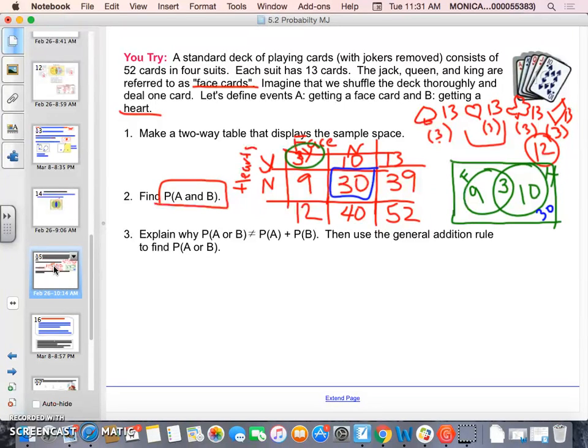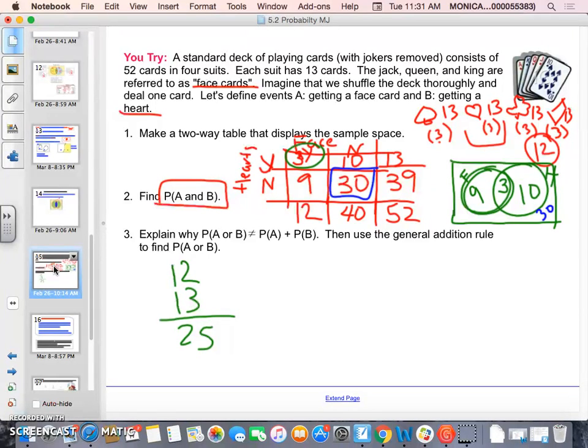Okay, so now the question is, why doesn't the probability of A or B equal the probability of A plus the probability of B? Well, if we look, what is the probability of A? Well, the probability of getting A is 9 plus 3, which is 12. And the probability of getting B, or hearts, is 10 plus 3, which is 13. And what you'll notice is you get 25. Because we counted the 3 twice. We counted it once for part A and once for part B.